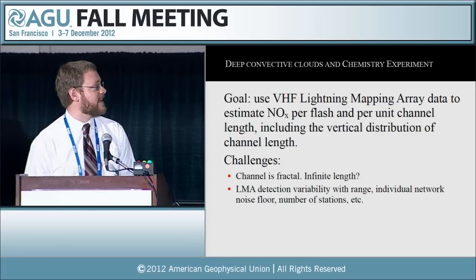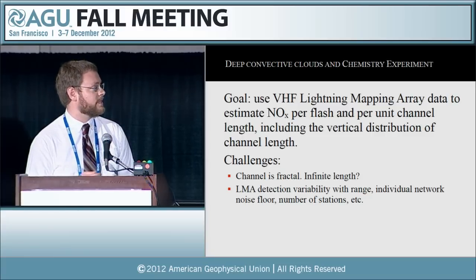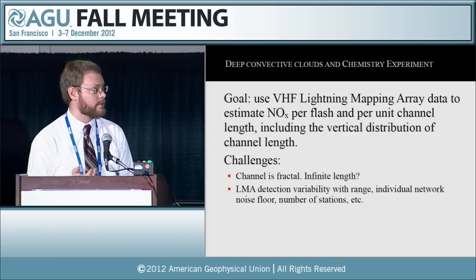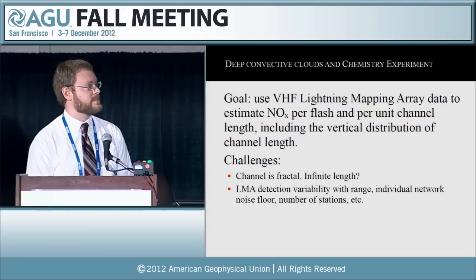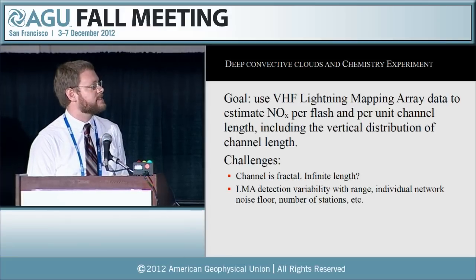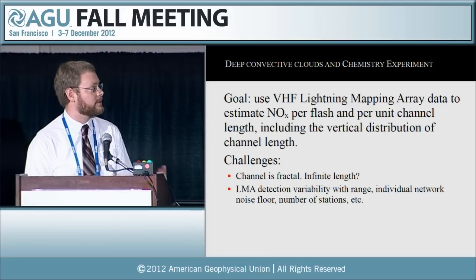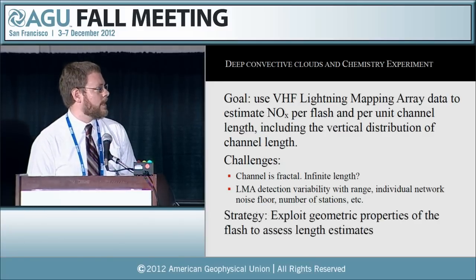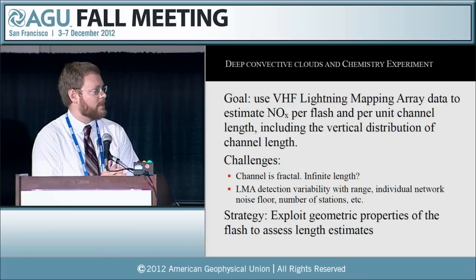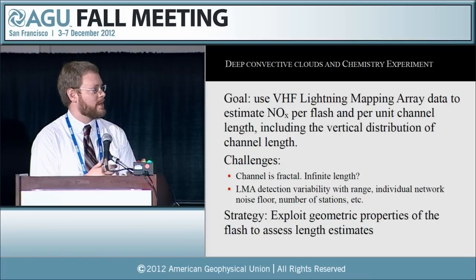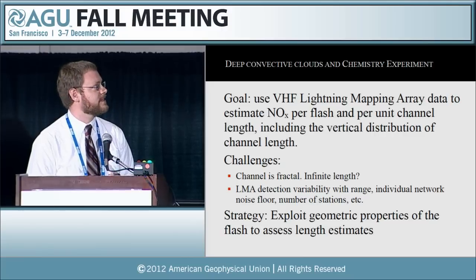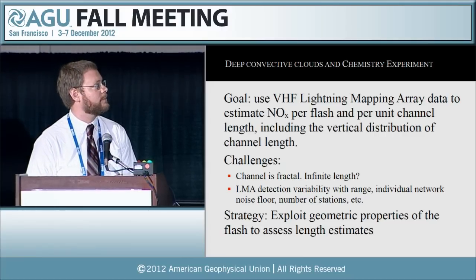And we also have some variability in the LMA detection with range and with individual networks and their noise floor, as well as the number of stations those networks have. And so maybe flashes look different in these different networks. So what this talk is about is exploiting this fractal geometric character of the flash to assess these length estimates and see if we can maybe understand this problem a little bit better or in a different way.